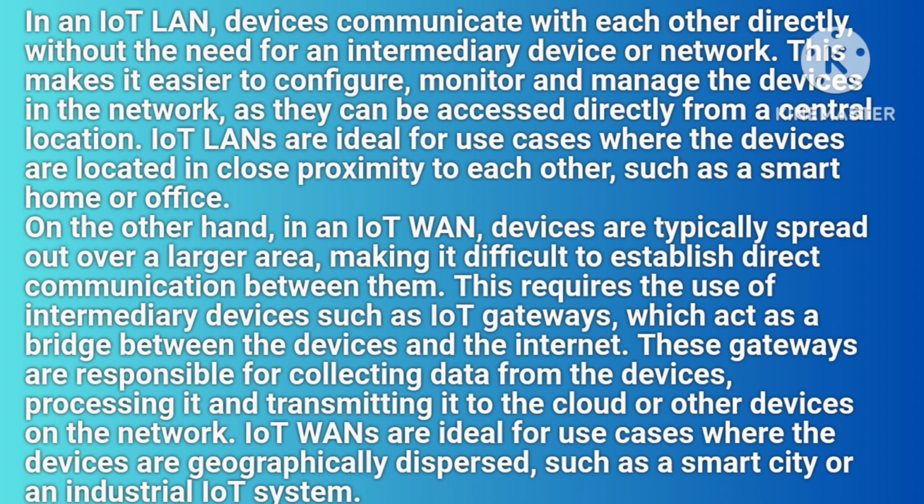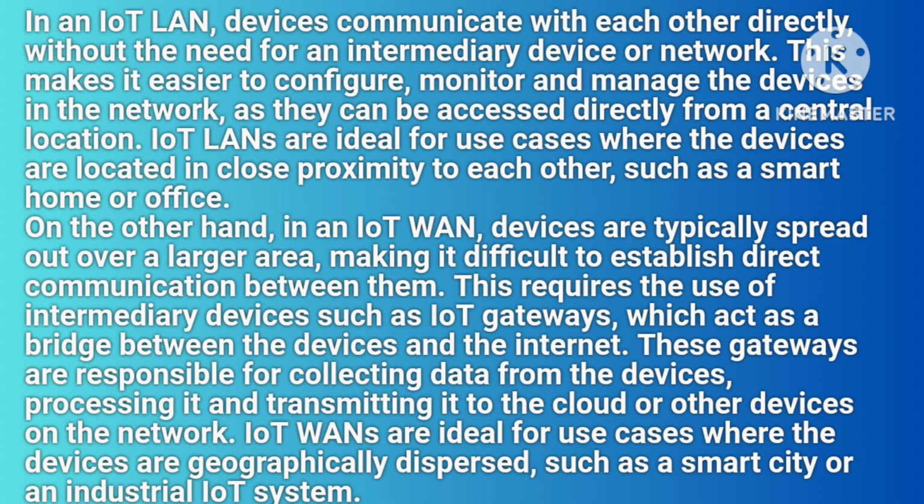On the other hand, in an IoT WAN, devices are typically spread out over a larger area, making it difficult to establish direct communication between them. This requires the use of intermediary devices such as IoT gateways, which act as a bridge between the devices and the internet. These gateways are responsible for collecting data from the devices, processing it and transmitting it to the cloud or other devices on the network.